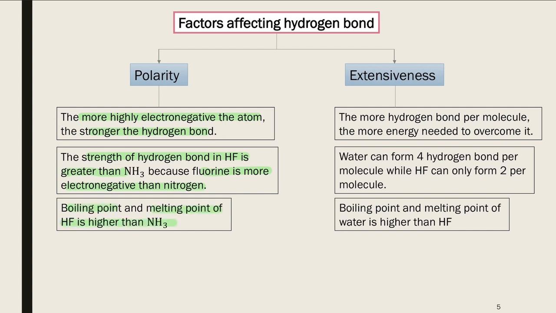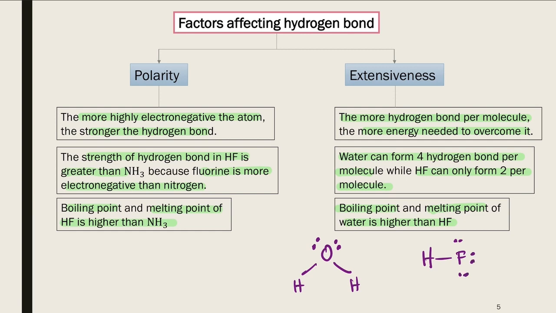The second factor is extensiveness. So, the more hydrogen bond per molecule, the more energy needed to overcome it. So water can form 4 hydrogen bond per molecule, while HF can only form 2 hydrogen bond per molecule. Therefore, the boiling point and melting point of water is higher than HF. So maksudnya begini, kita ada satu molekul air dan kita ada satu molekul HF.